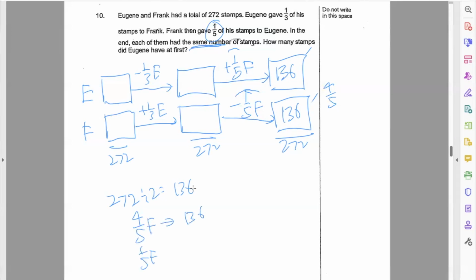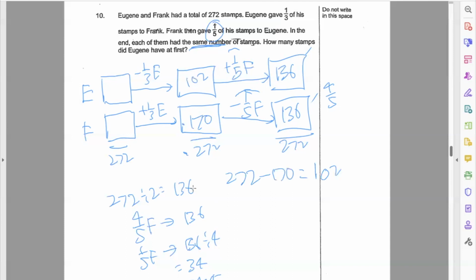1/5 of Frank's stamps will be 136 divided by 4, and that will give you 34. And all of Frank's stamps will be 5/5, so that will be 34 times 5, which gives you 170. So what I write here is 170. So if I use 272 minus 170, I will get what Eugene had. So 272 minus 170 is 102. So this is 102. Okay, we completed filling the boxes for the second stage.